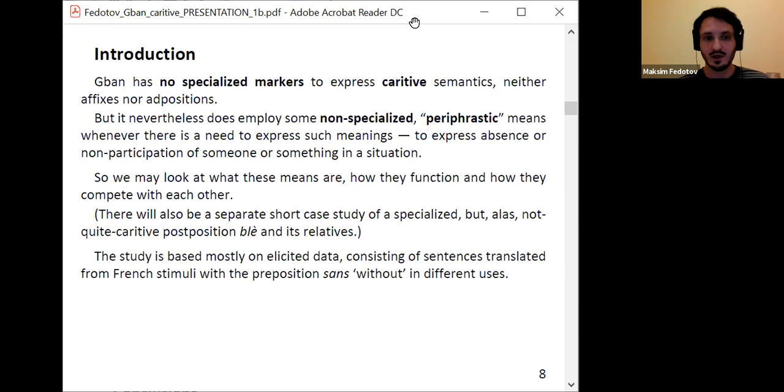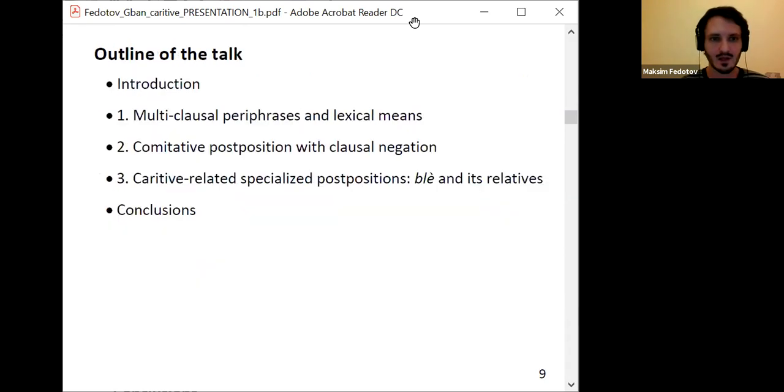The study is based mostly on elicited data, which consists of sentences translated from French stimuli with the preposition "sans" in different uses. So basically, this is what I did. I took many sentences with the French caritive preposition "sans," and I asked the speaker to translate them and see what happens. So first, we will speak about multi-clausal periphrases. Next, we will turn to the use of the comitative postposition with clausal negation. And in the end, I will present this case study of the unit le.